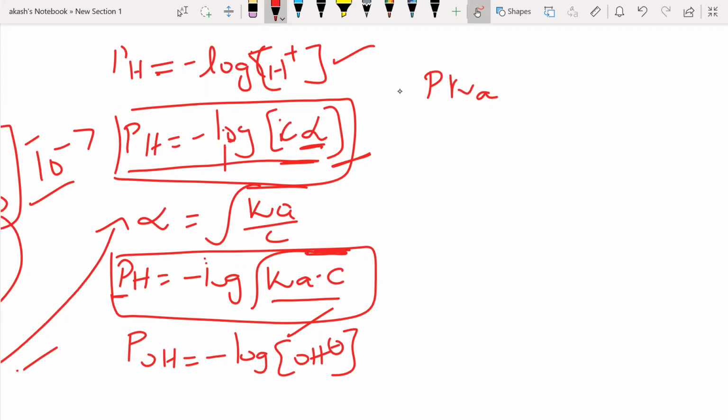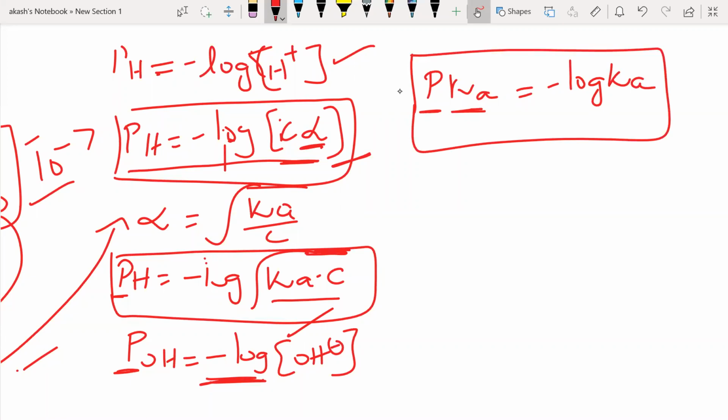So what do you see? H plus means H plus concentration, OH means OH minus concentration. This P always represents negative log. So in the same way, if I write pKa, P is negative log, and for Ka, it is just Ka. So negative log of Ka is what is called pKa.